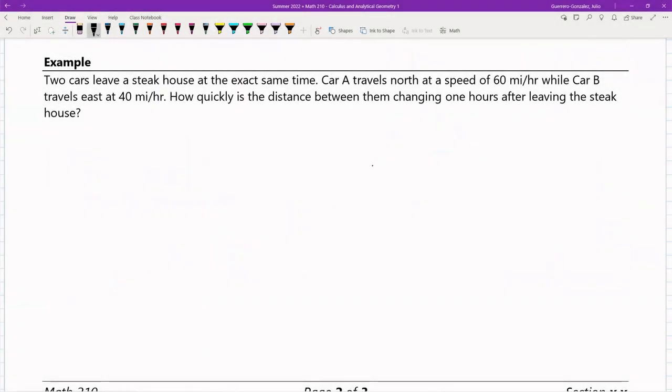Let's go ahead and do this next example. Two cars leave a steakhouse at the exact same time. Car A travels north at a speed of 60 miles an hour, and car B travels east at 40 miles an hour. How quickly is the distance between them changing 1 hour after leaving the steakhouse?